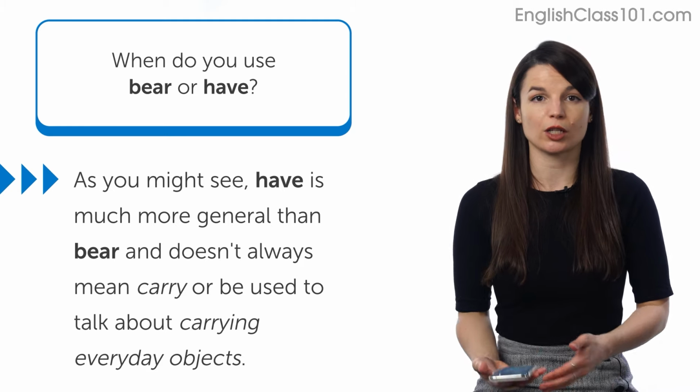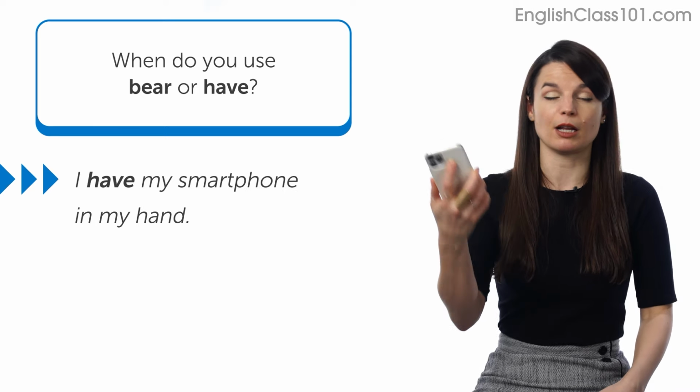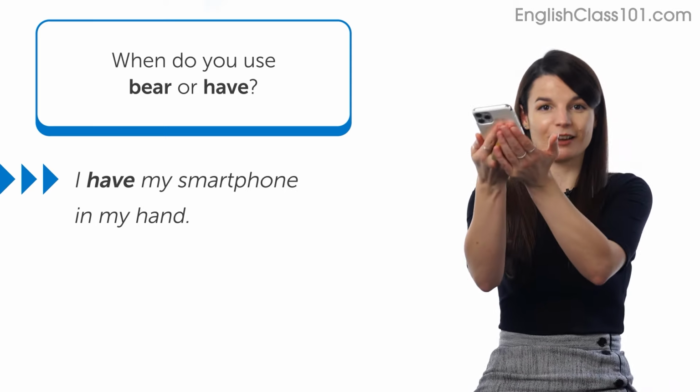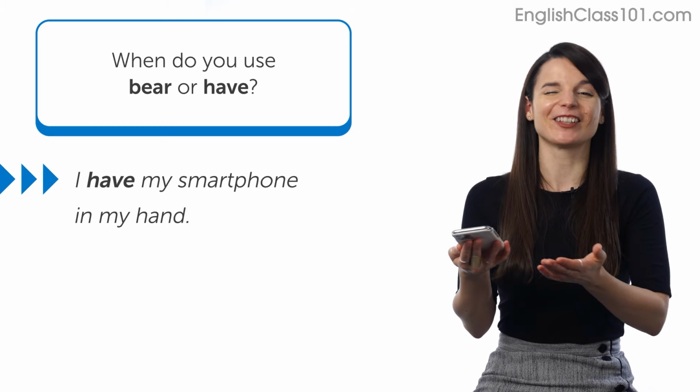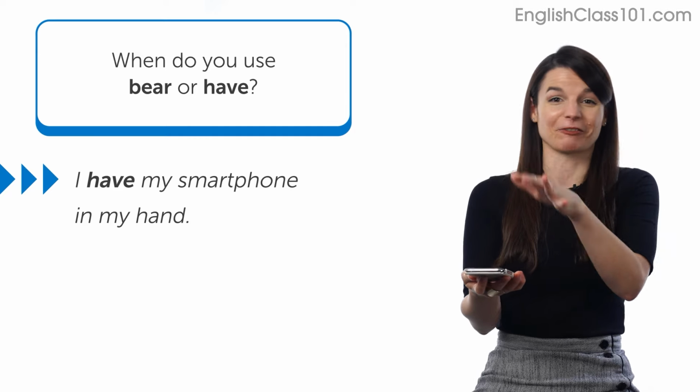I mean, we can use it to talk about everyday objects, right? I can say, I have my smartphone in my hand. I would not say, I bear my smartphone. That makes it sound like I have way too much importance on my smartphone. It's not that valuable. It's just a phone, right?